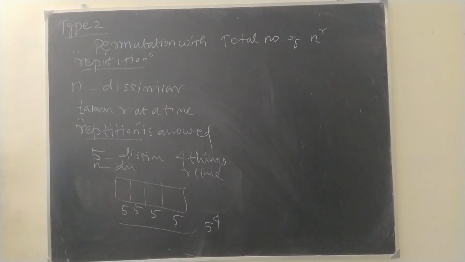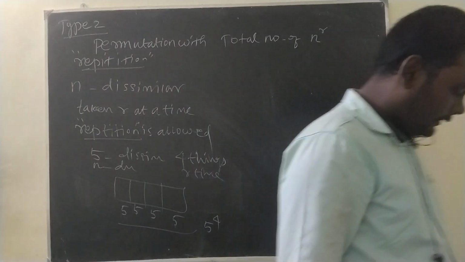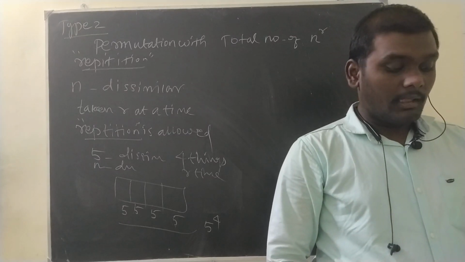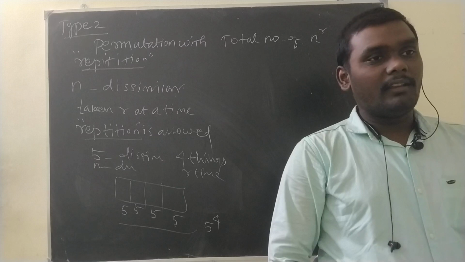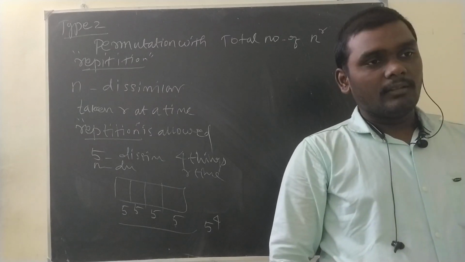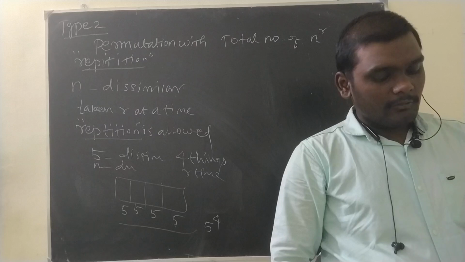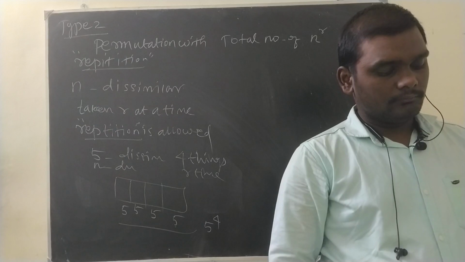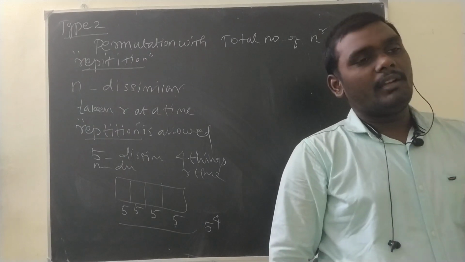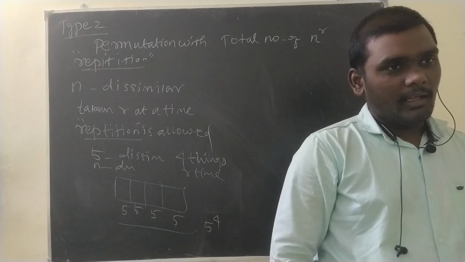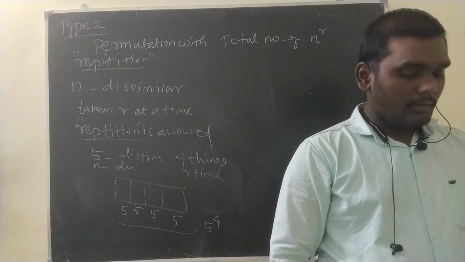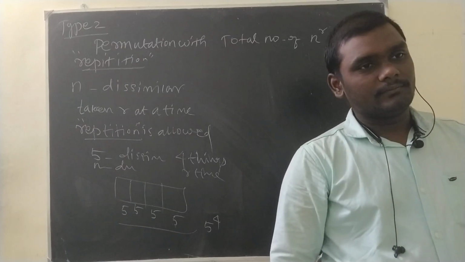Also, take your book, page number 62. Read the definition: the number of permutations of n dissimilar things. Underline that phrase, n dissimilar things. Also underline taken r at a time. Underline repetition. Underline allowed. Because by the time of revision it would be helpful for you. Also the formula is n power r. Box the formula.